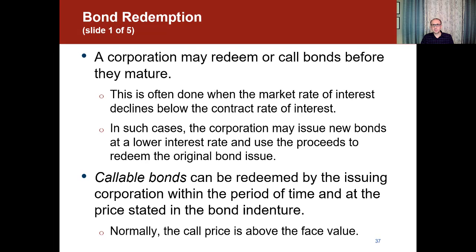Now we'll talk about bond redemption, which is basically buying back the bonds from the bondholders. So a corporation may redeem or call bonds before they mature. This is often done when the market rate of interest declines below the contract rate of interest. And the company would do that because they're paying higher interest on the bond compared to the market. So to avoid that, they can call it back.